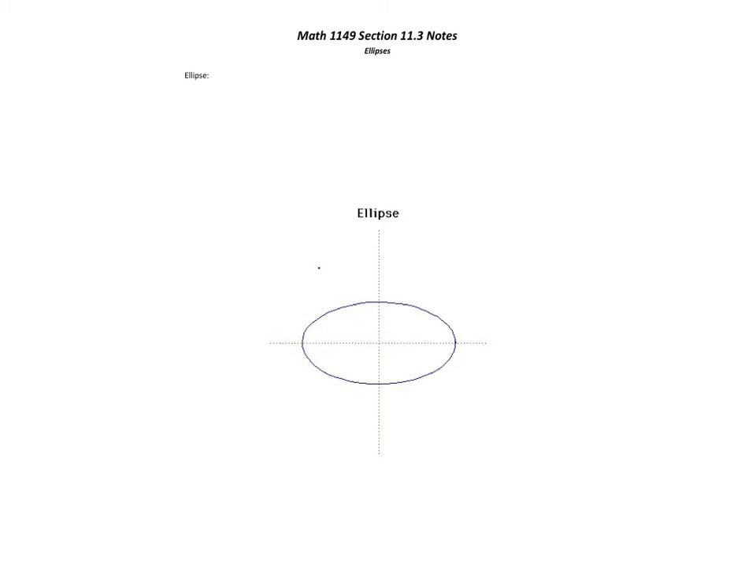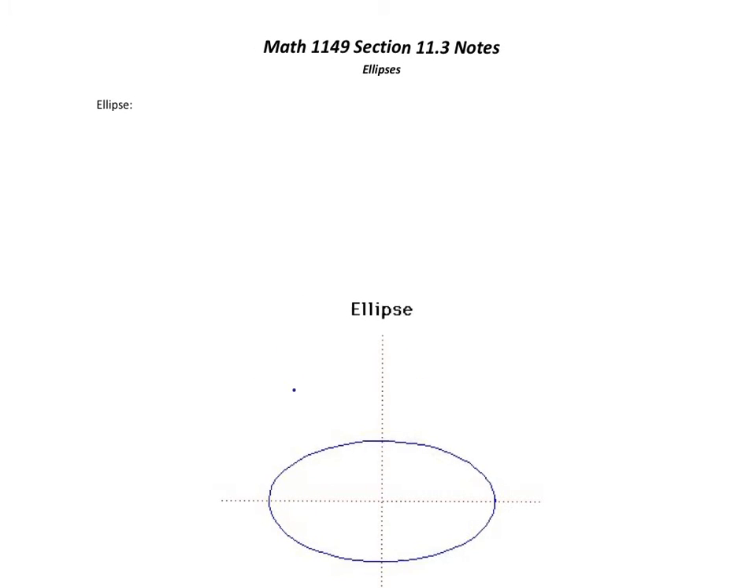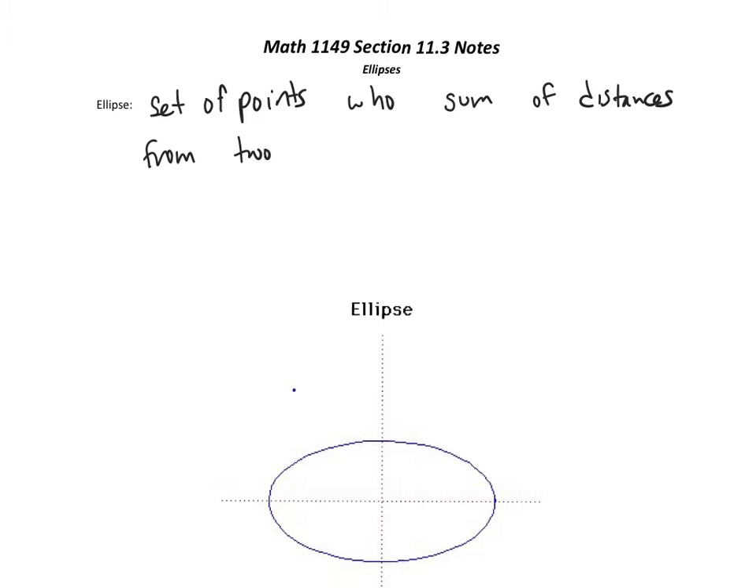All right, today we're going to look at the conic section called an ellipse, sometimes also called an oval or things like that. So when we think about an ellipse, how we're going to define it is the set of points whose sum of distances from two fixed points, and we'll call these fixed points foci, is a constant. So let me go ahead and explain what this definition means.